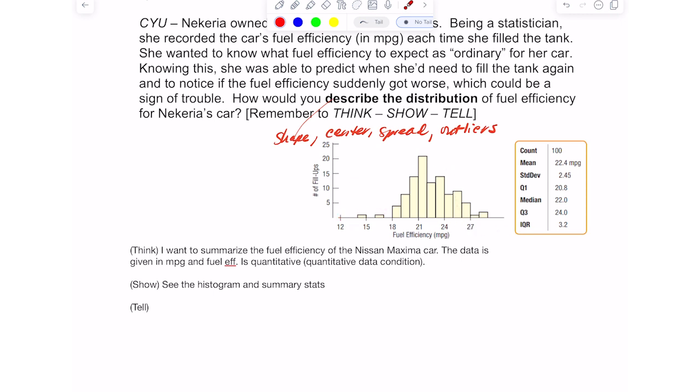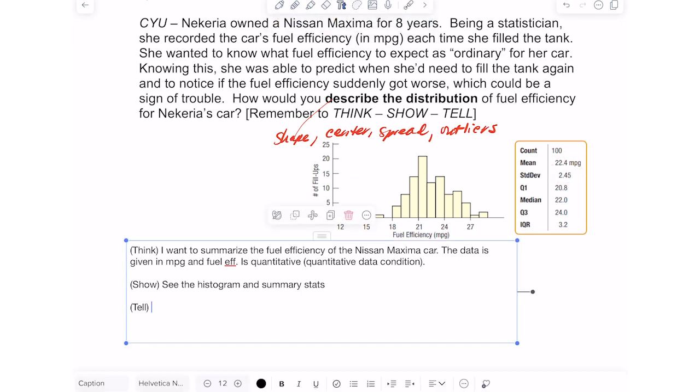Since it's symmetric, what measure of center and spread should I use? It would be the mean and the standard deviation, okay? Which they provided both of them for us, right? So my job now is just to talk about this, like to write this out.